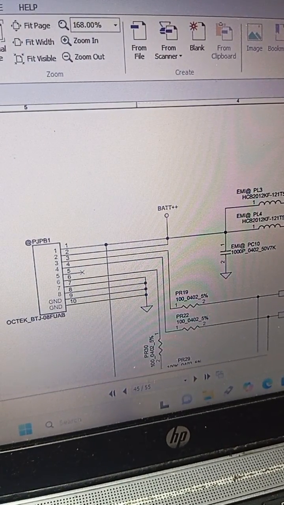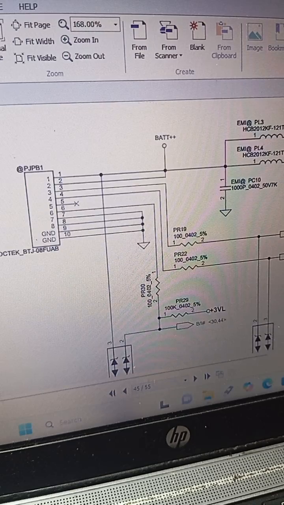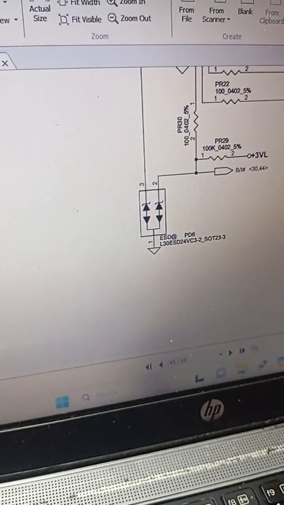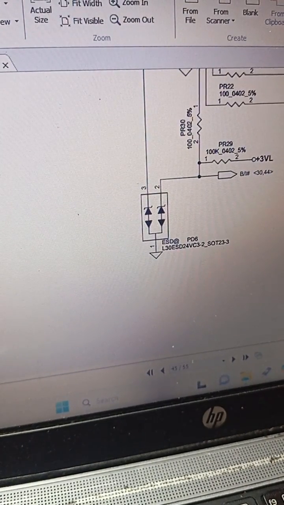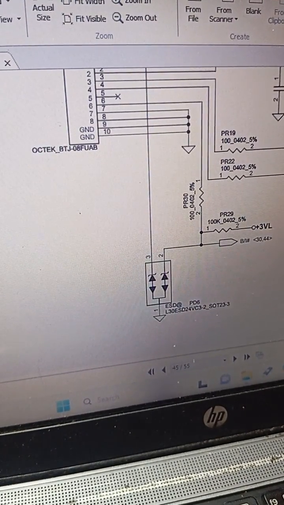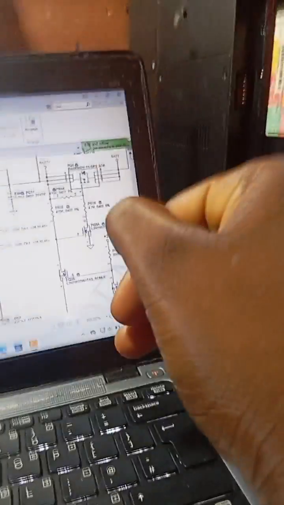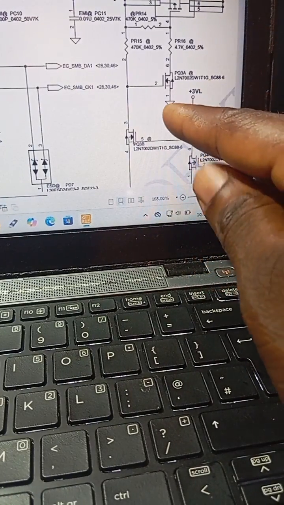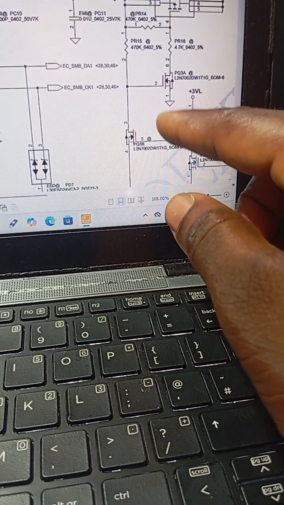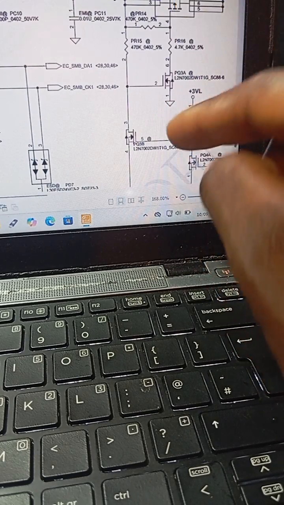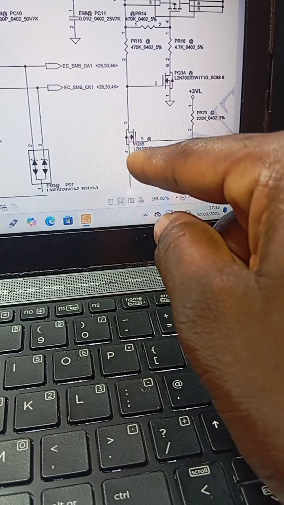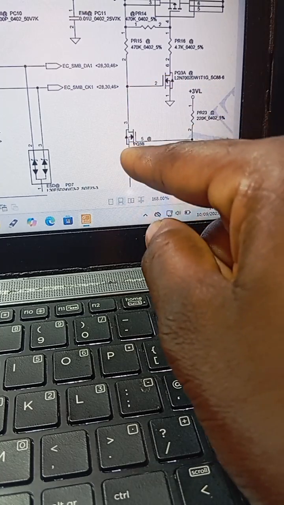So we have already discovered that there is a MOSFET here, and when you look at it critically, you know that this MOSFET was not just there. This ground is kind of disengaged from the upper MOSFET, and the other pin is cascaded again to another MOSFET. You can see another MOSFET here.